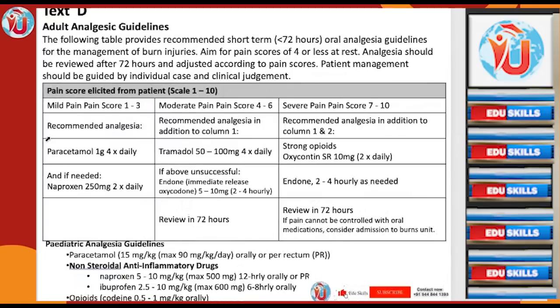Here, coming to text D. Analgesic guidelines. Now here you see pain score elicited, mild, moderate, severe. When you have such tables, just look at the top column where you have the subheadings. Mild, moderate. These will be given in the questions. So immediately you can locate the answer. Okay, now here recommended analgesia, paracetamol, and if needed, coming here.